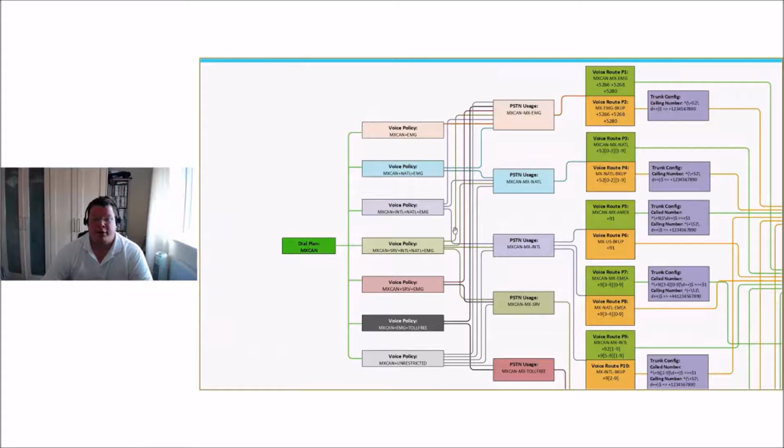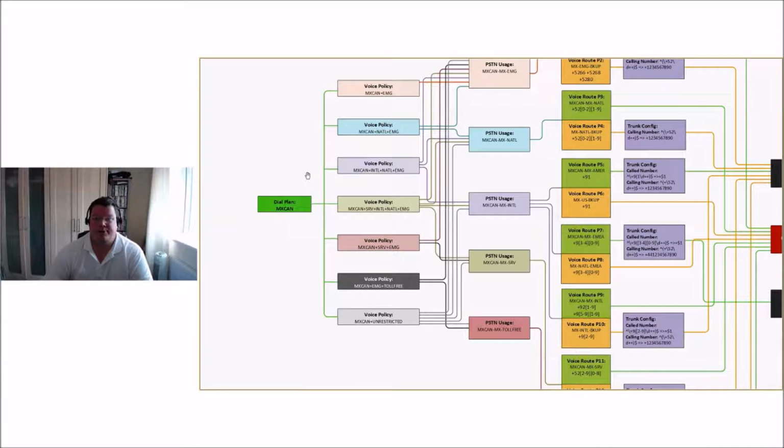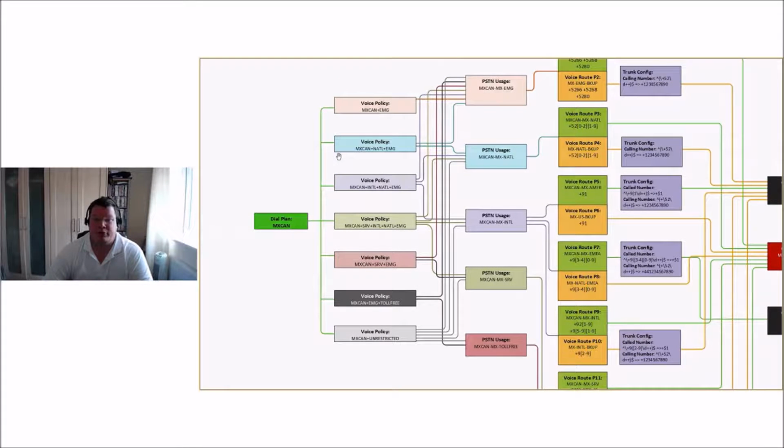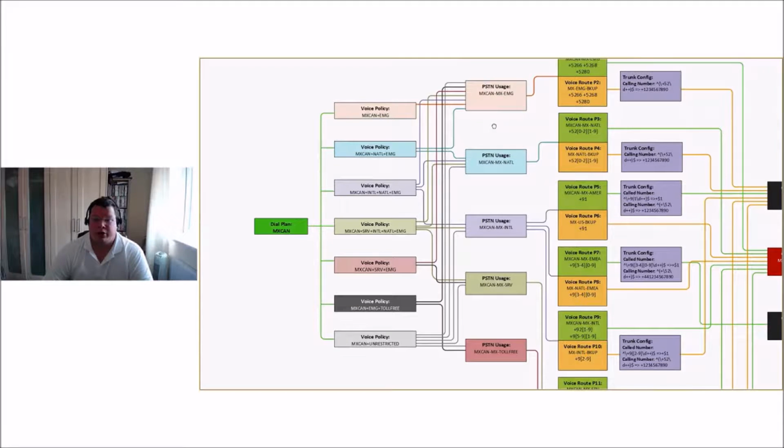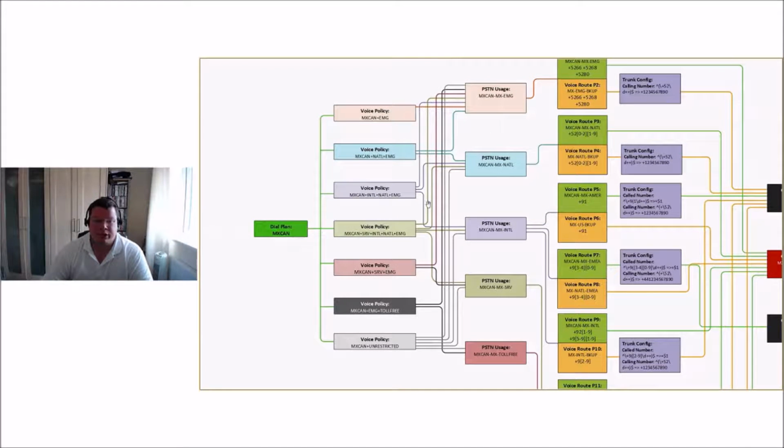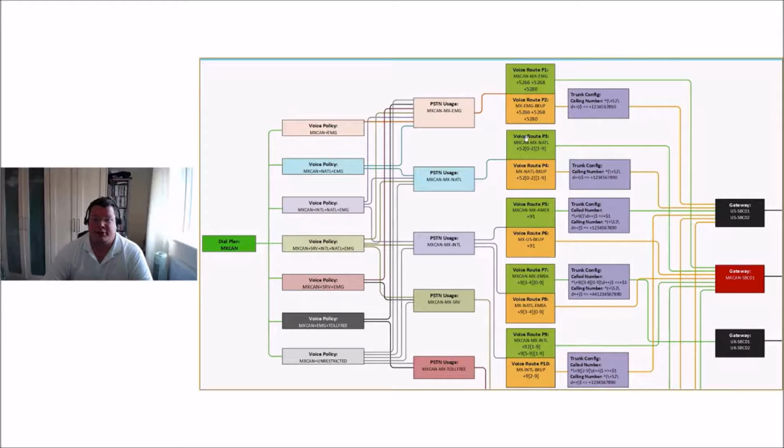So from our previous sessions where we talked about dial plans, normalization rules, voice policies, PSTN usages, etc., we could determine the full call flow and process that the call will go through when placed. So here, let's assume that the user is in Mexico. And to make it simple, we have a voice policy of unrestricted applied to this user. So the unrestricted voice policy has access to all these PSTN usages here. And these PSTN usages have access to all these routes.